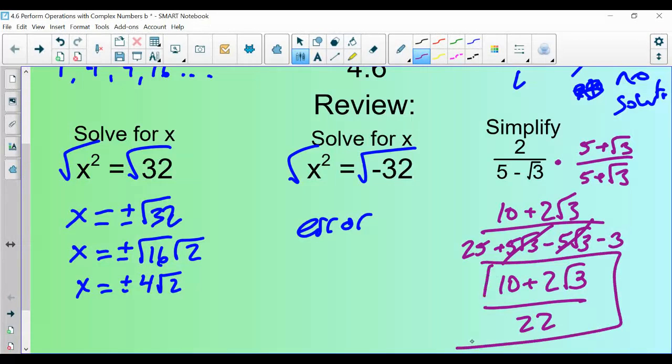I would accept this as a final answer to this question, and the skills that we use to answer this question are going to be used in 4.6 as well.